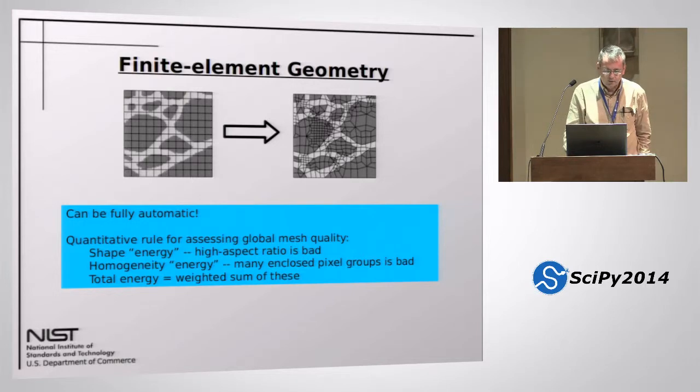And as I said, we've gotten farther with automating this than we have with the segmentation. We have a quantitative rule for assessing the global mesh quality. It's a fake energy. It's just a function that for inhomogeneous elements has large values, and for homogeneous elements has small values, and for high aspect ratio elements also has large values, and for aspect ratios close to 1 it has low values. You just add these things up with a weighting factor that allows you to choose whether you think homogeneity or aspect ratio is more important. And when you do the simulated annealing, this is the energy function that the simulated annealing system is trying to minimize.